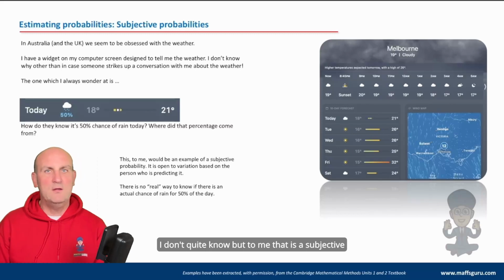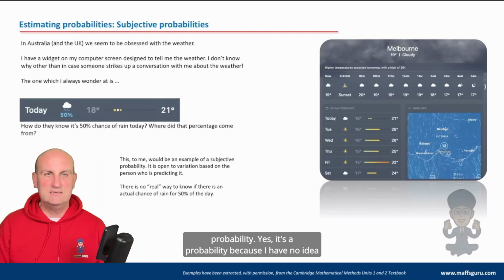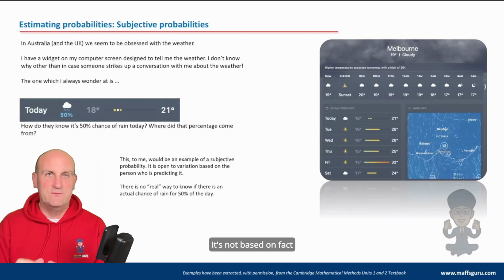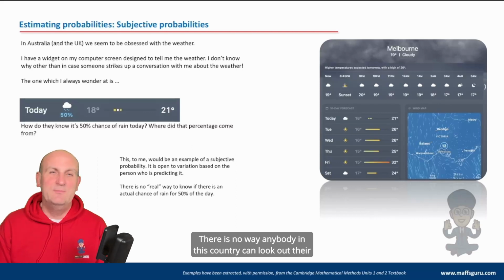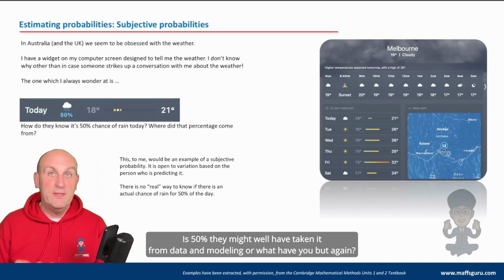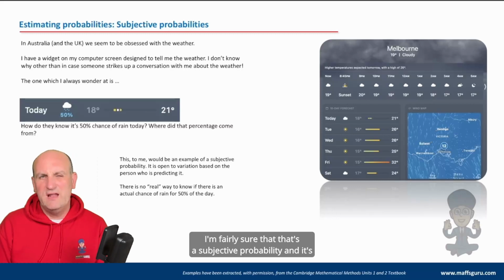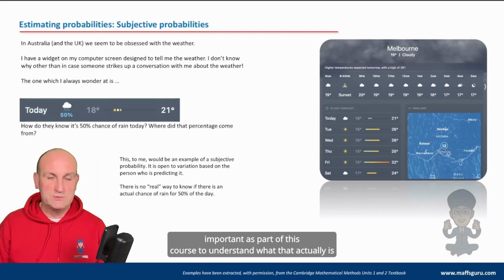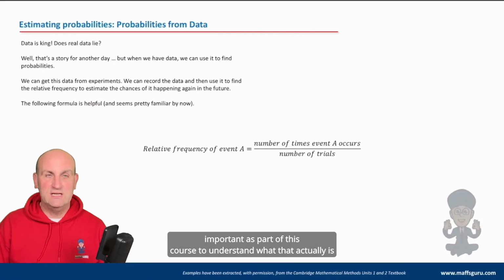I don't quite know. But to me, that is a subjective probability. Yes, it's a probability because I have no idea. It's not based on fact. There is no way anybody in this country can look out of their window or do computer simulations or whatever and know for a fact it's 50%. They may well have taken it from data and modelling or what have you, but again, I'm fairly sure that's a subjective probability, and it's important as part of this course to understand what that actually is.